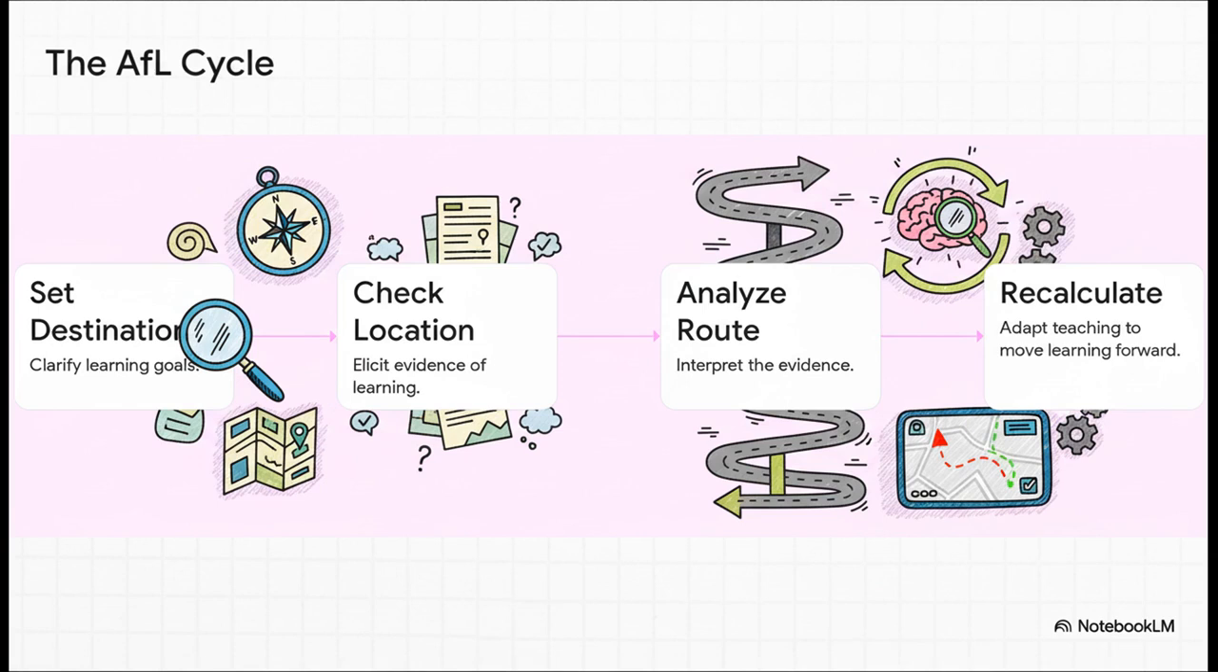And this cycle, it works just like a GPS. First, you set the destination, making the learning goals super clear. Then, you constantly check your location by gathering little bits of evidence of understanding. Third, you analyze the route. Are the students on the right path? And finally, if they're not, you recalculate. You adapt your teaching right then and there. It's this constant responsive loop.